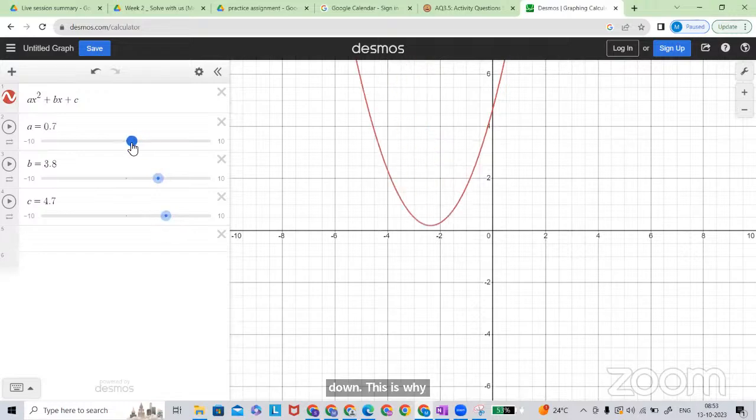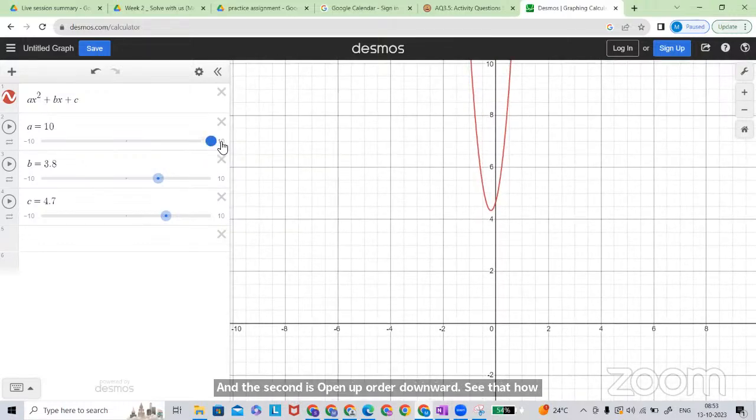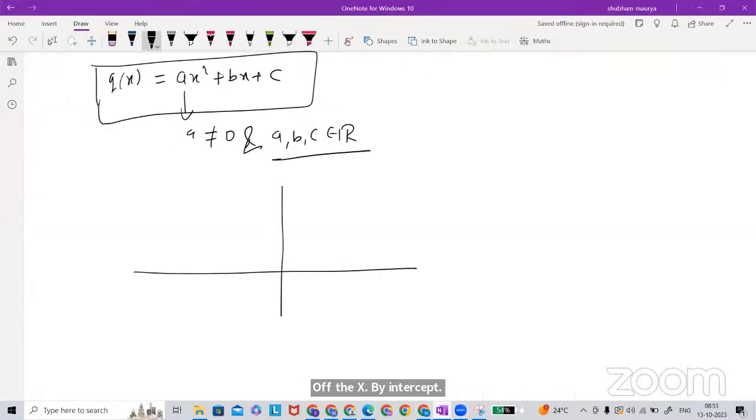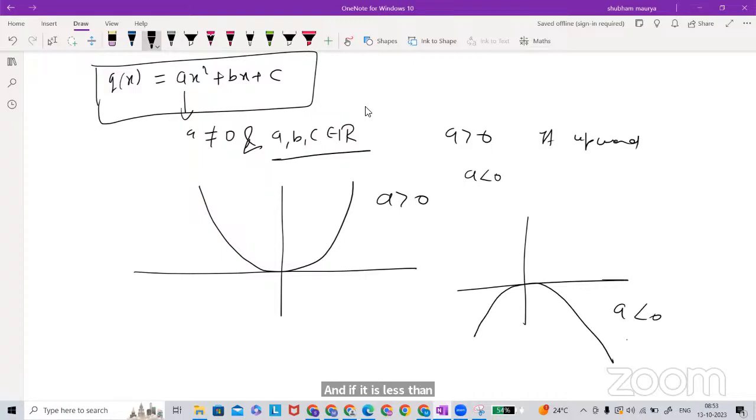A is more important here. It is a kind of sensitivity, and second is opening upward or downward. See how it is happening, more sharper and sharper. These are the importance of the coefficient of x square, x, and the normal y-intercept, which is C. So there are two important things. If A is greater than 0, then it opens upward, and if A is less than 0, it is going to be like this case.